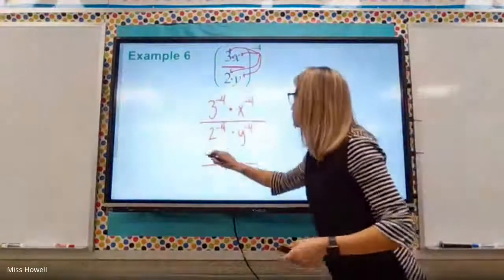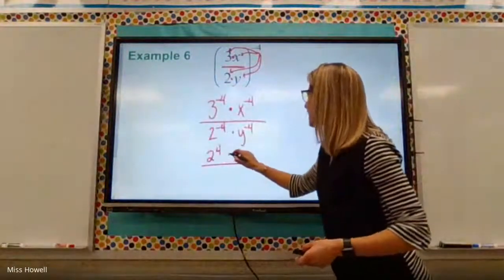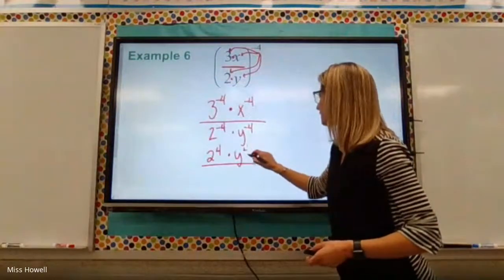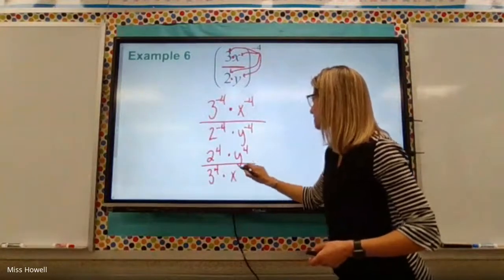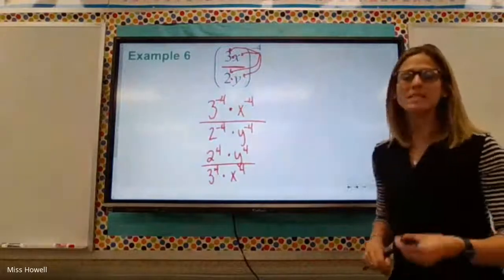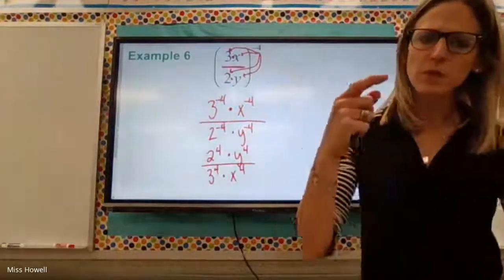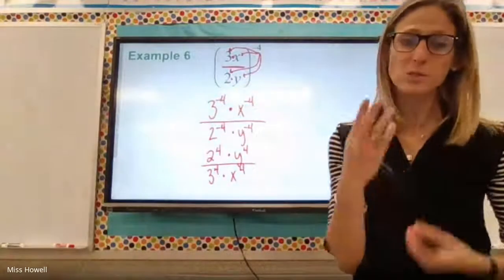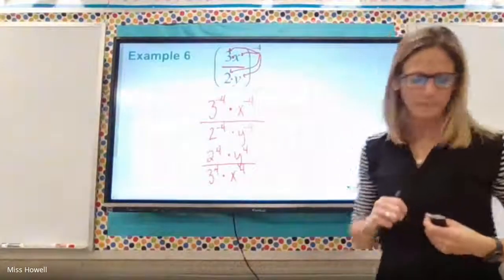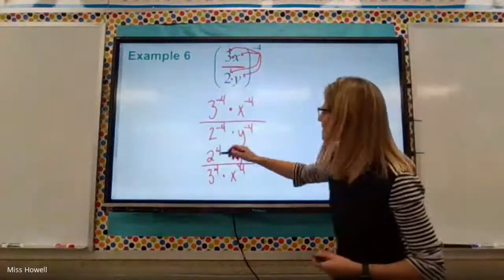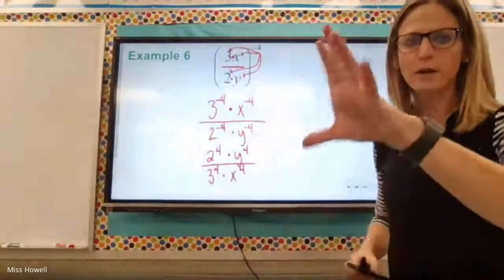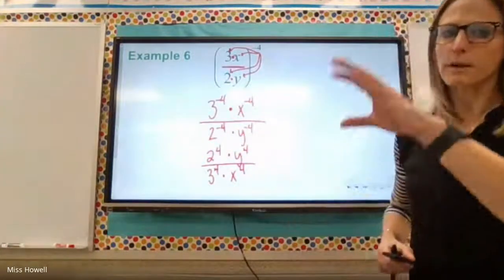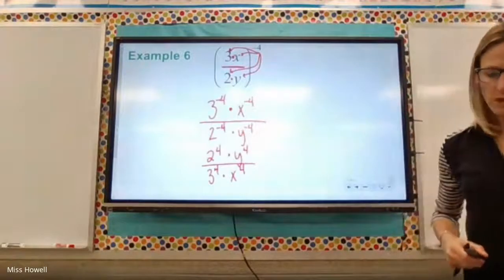So we have 2 to the 4th times y to the 4th now on the top, and 3 to the 4th times x to the 4th now on the bottom. The point of moving them is to make the exponent go from negative to positive. That's what we're simplifying by doing that. All right, from here, now that we have positive exponents, we can evaluate on a calculator. 2, power button 4, 3, power button 4, and so on. All right, so go ahead and do that part.